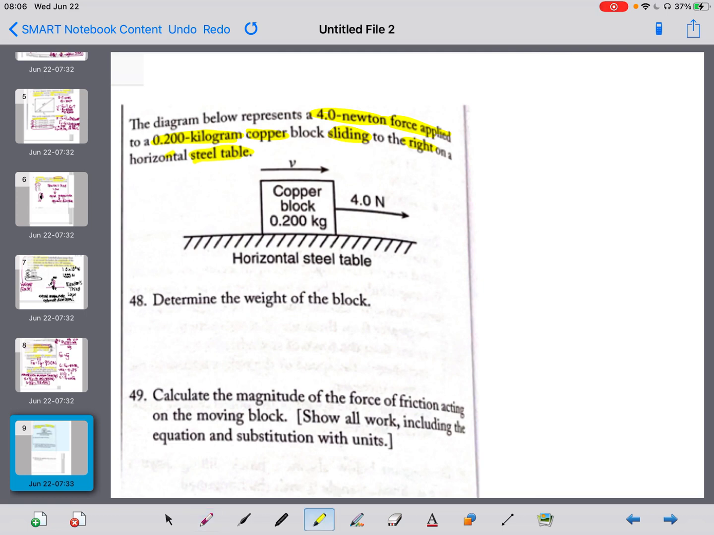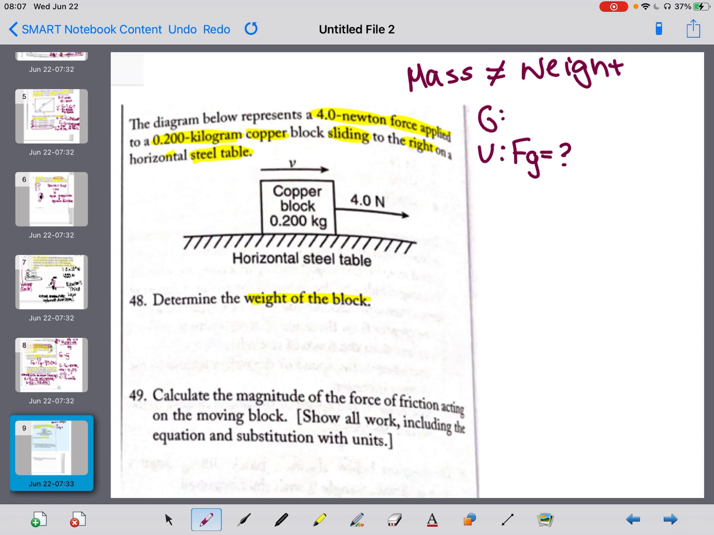Okay, first question, what is the weight of the block? If you recall, mass is not the same thing as weight, because weight is a force and mass is not. So how do we go about finding that? Well, let's list our givens. The unknown for sure is the force of gravity, which is weight. My givens here: they gave me a mass of 0.2 kilograms.